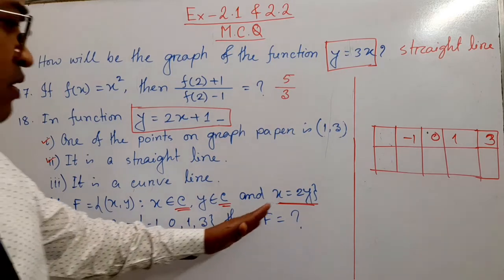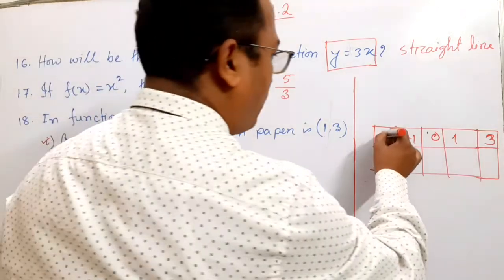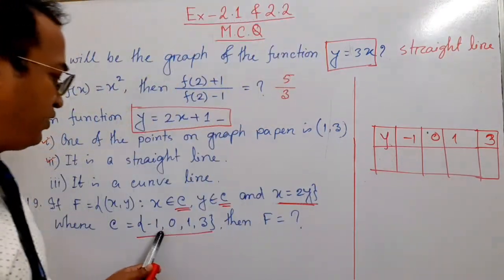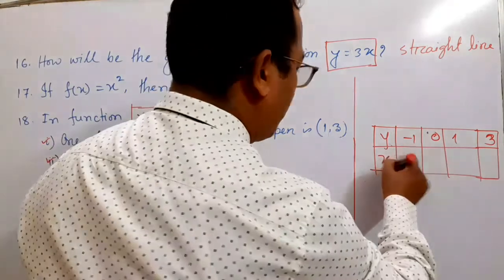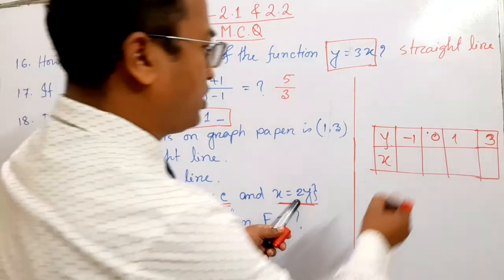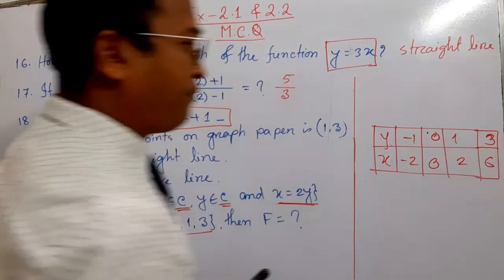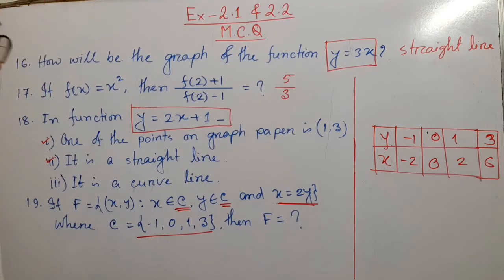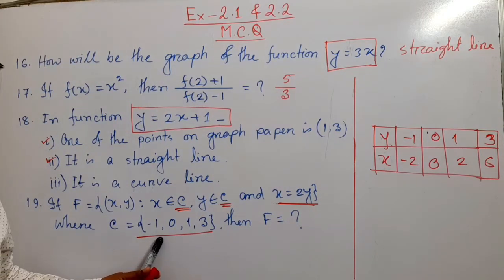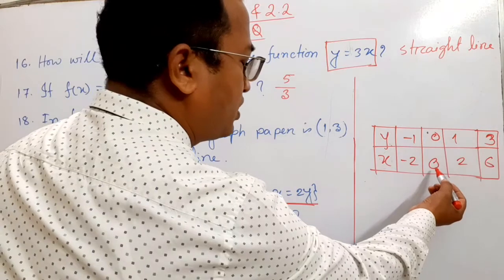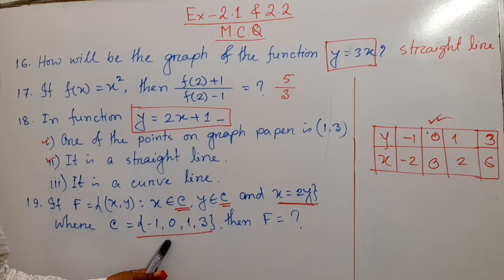Now look, if we follow this condition and put the values of y equal to -1, 0, 1, 3, because y also comes from C, what will be the value of x in this equation? Look, it will be -2, 0, 2, 6. Now, does the element of x, -2, come from C? No, -2 does not belong to C. Does this 0 belong to C? Yes. So this pair is correct for this function.